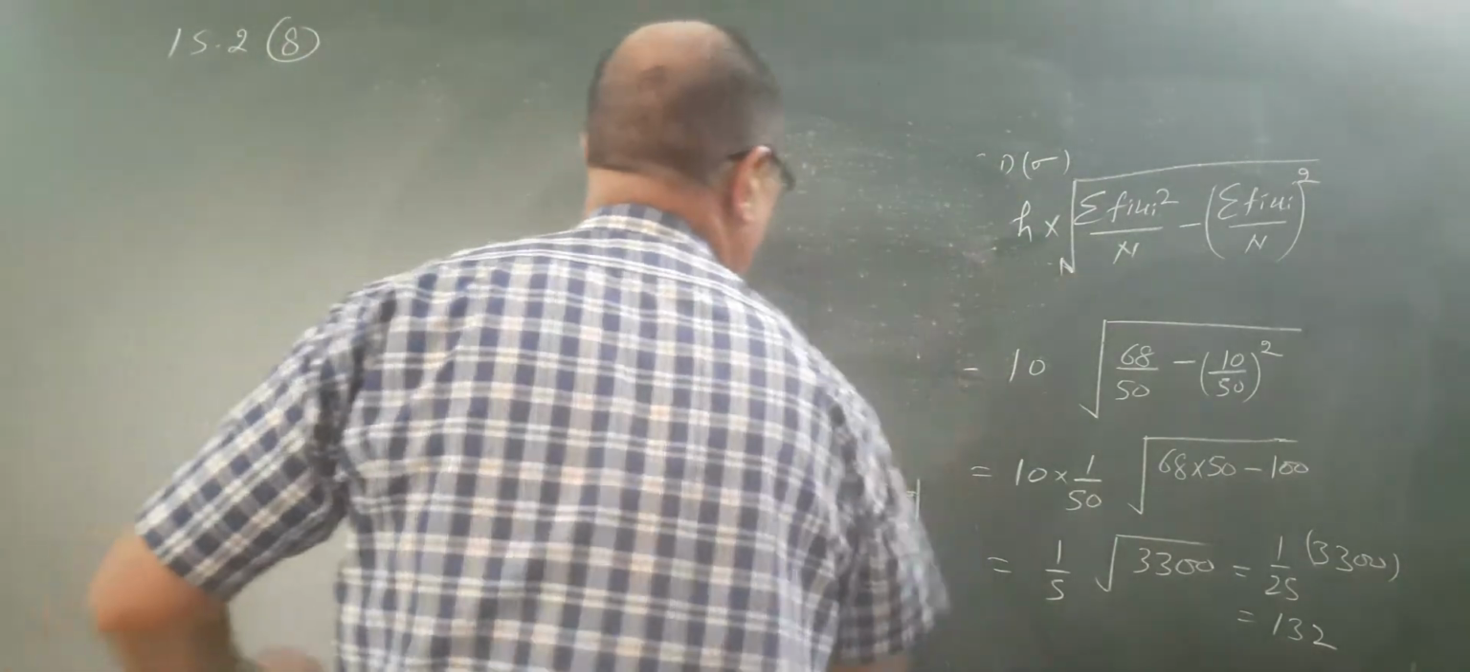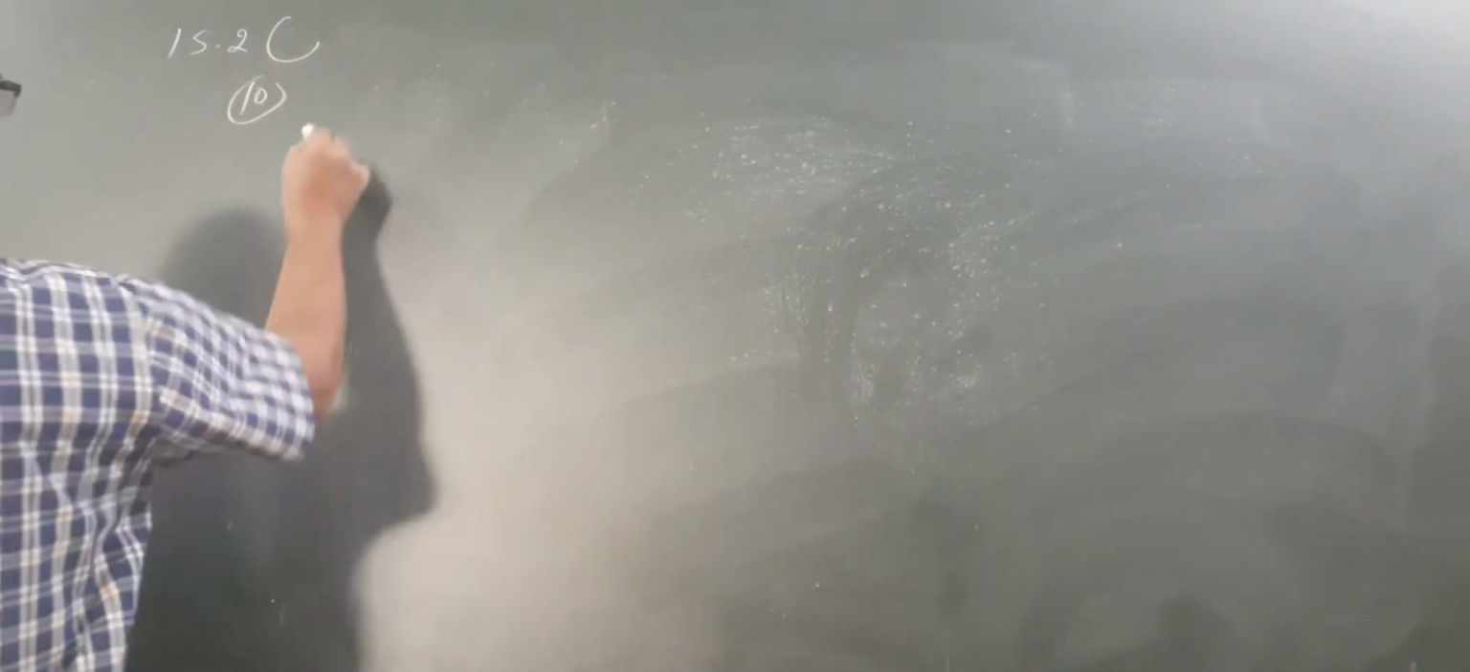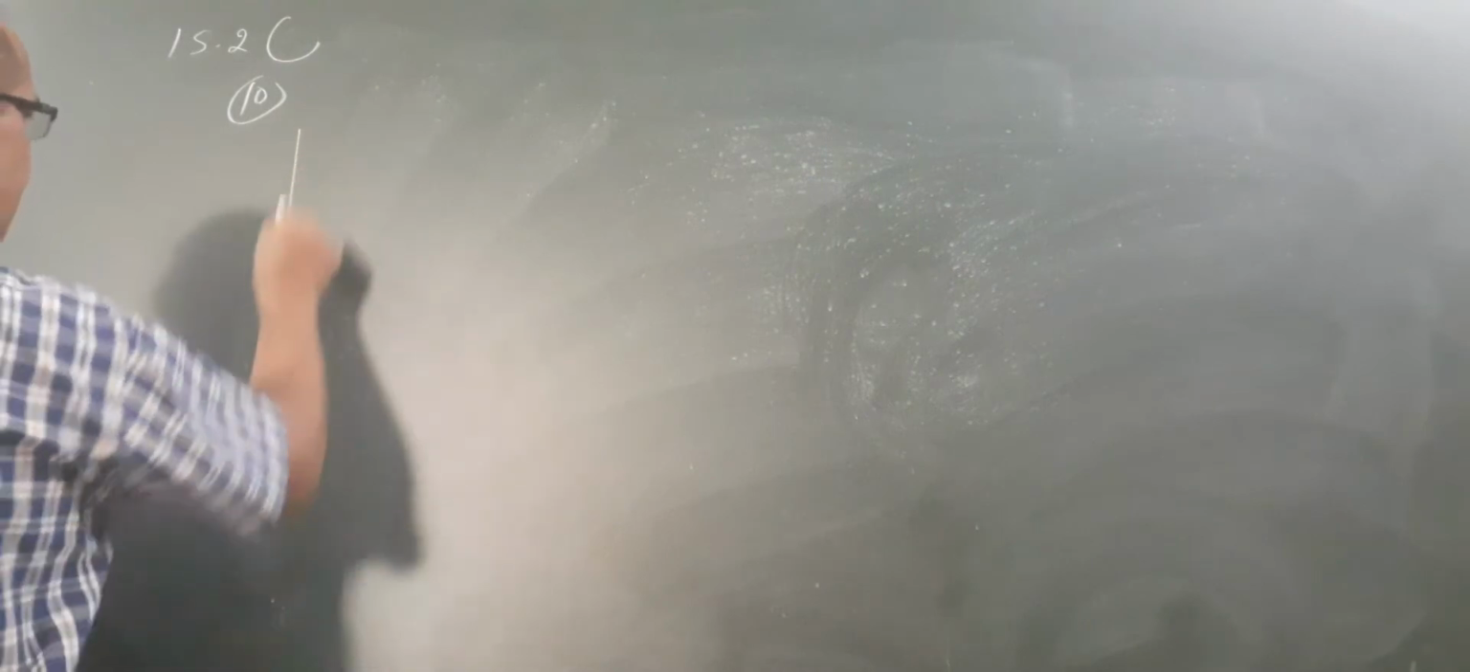Okay, now after this I will start with another question, that is the next question of your NCERT book, question number 10. After this 8 I will start with 10. What is given in 10? First of all you have to make the data continuous.